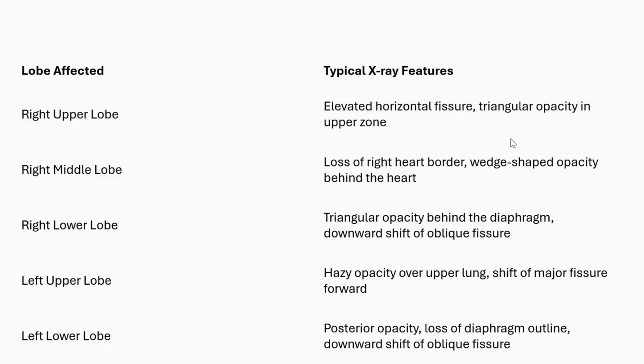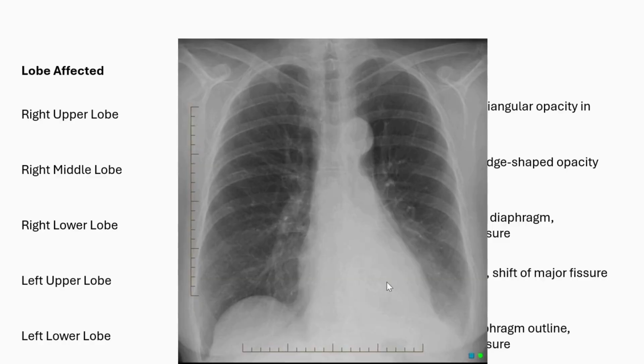In lower lobe collapse, that is left lower lobe collapse, there is posterior opacity and loss of diaphragmatic outline, downward shift of oblique fissure, and also obscuration of descending aorta outline, as we can see in this image, triangular opacity behind the heart causing the obscuration of the descending aorta outline. So this is all about the lower lobe collapse.